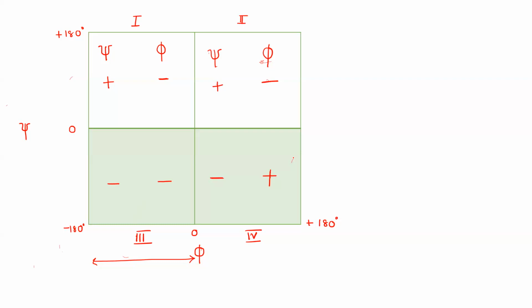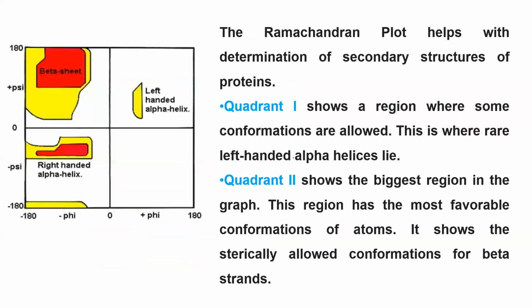Clear? Okay. Now see, the Ramachandran plot helps us with determination of secondary structures of protein. We have just discussed this. Fine. Now we will study each quadrant here. The four quadrants which we have just now discussed. Quadrant 1, quadrant 2, quadrant 3 and quadrant 4.